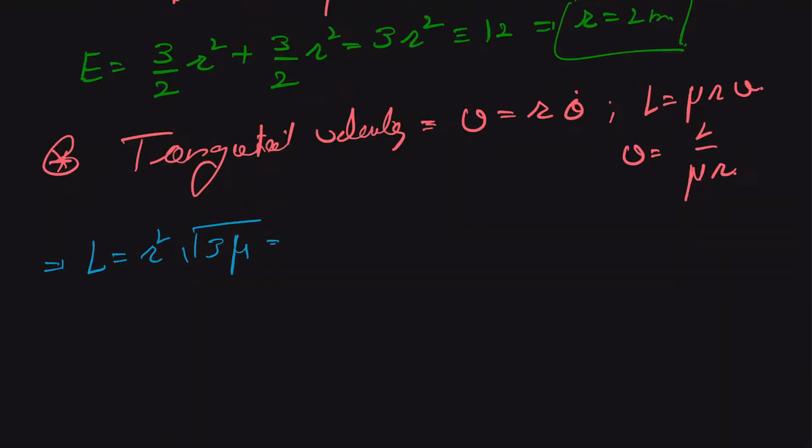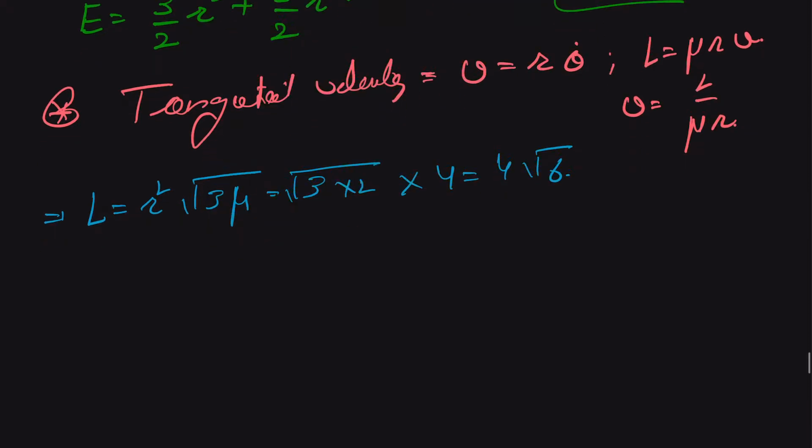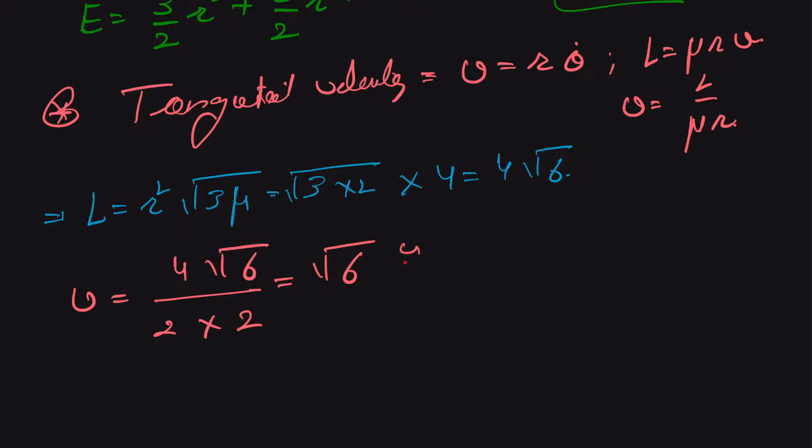R square times the square root of 3 mu k, and we substitute it because we know our mu as well as R, so this comes as 3 times 2 multiplied by our 4, which comes as 4 square root of 6. Therefore, velocity V will be equal to, we have our L as 4 root 6, and we have our mu as 2 and distance as 2. So this comes as square root of 6, or approximately 2.45 meters per second. So we got our velocity as well as our radial distance, our R.